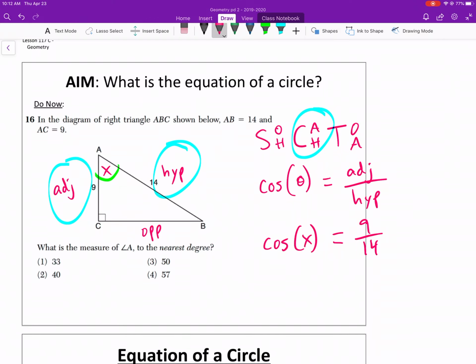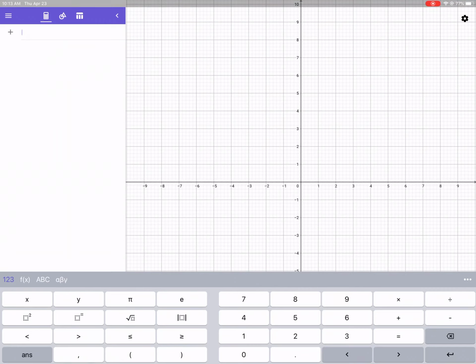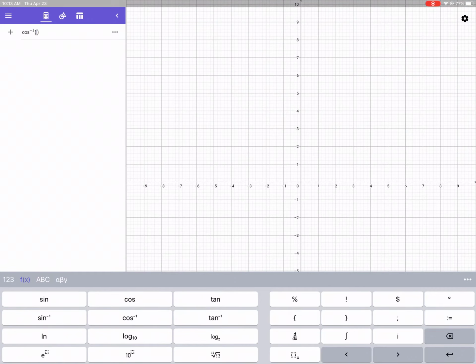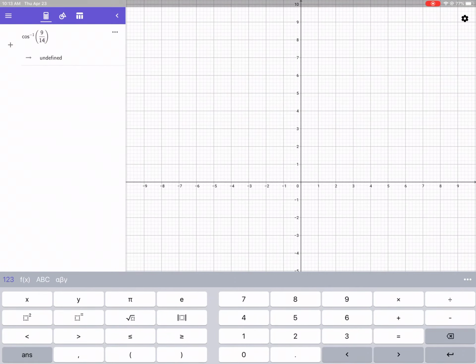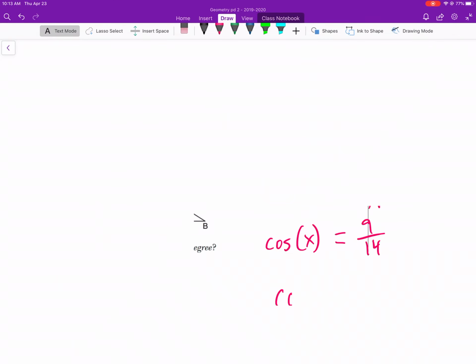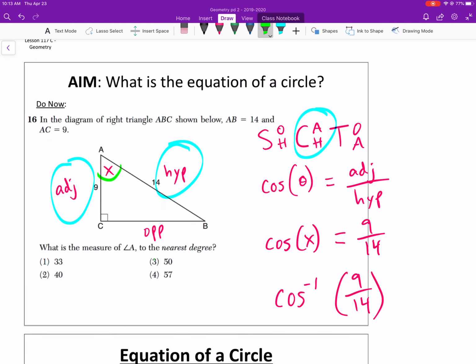Now when you're finding the angle, there's no cross multiplication. We're undoing cosine, so that's inverse cosine, cosine with a little -1. And then you insert the ratio 9 over 14. And you type that in your calculator exactly as is. Inverse cosine, 9 over 14, 49.99, which would be choice 3.